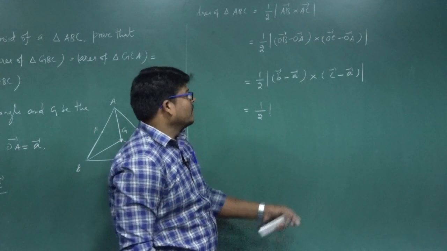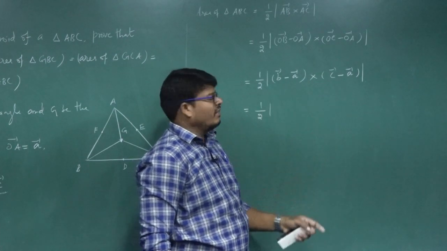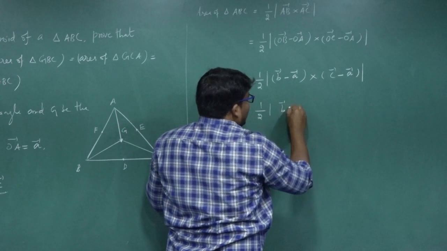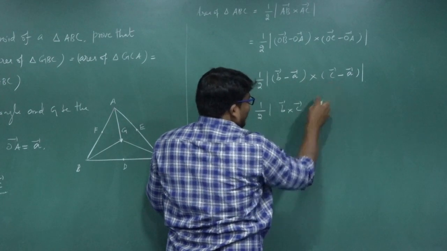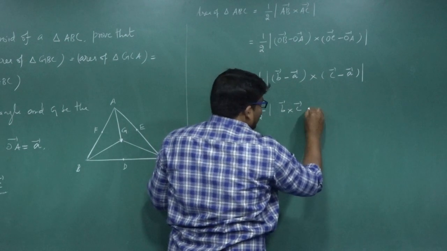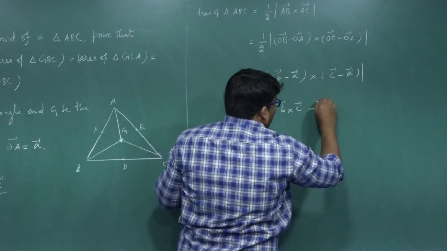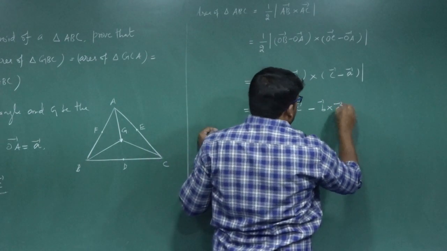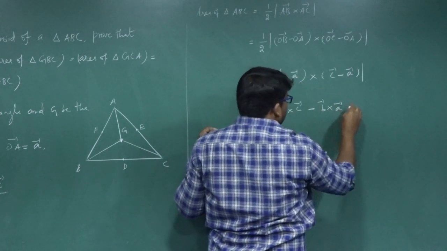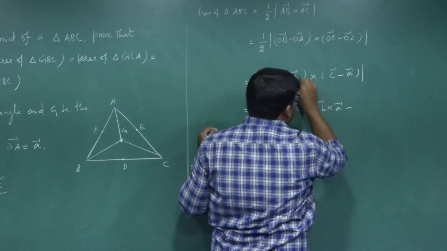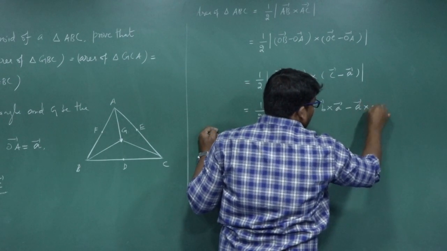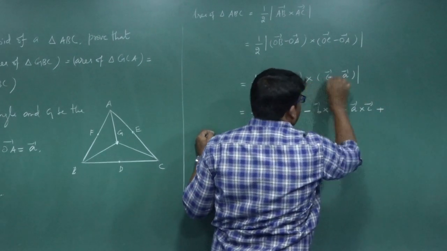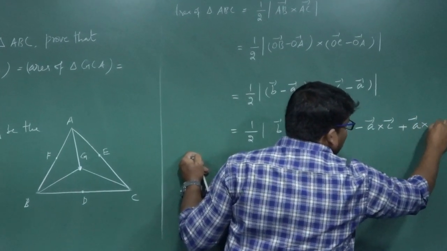Now multiply the two vectors: b minus a cross c minus a. First multiply the b vector into two terms: b vector cross c vector, then plus and minus gives minus b vector cross a vector. Next, minus into plus is minus a vector cross c vector. Next, minus into minus is plus a vector cross a vector.